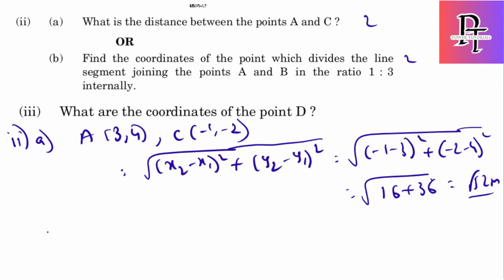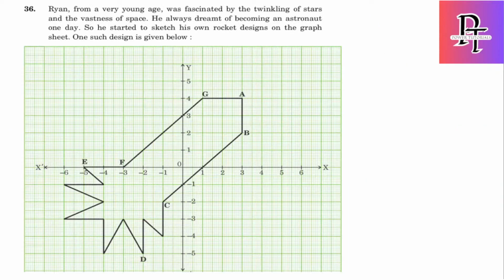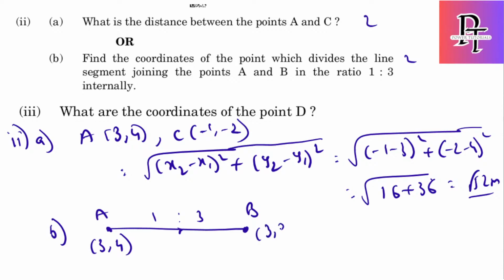Okay, let's find the B part. Find the coordinates of the point which divides the line joining the segment A and B in the ratio 1:2 internally. Okay, so we have one point like this. This is A and this is B. They're saying the ratio is 1:2. They already mentioned it. The point we need to find. A point we already know, it is 3, 4. B point, let's check from the graph. B is here, X is 3, Y is 2. B is 3, 2. We need to find the X, Y. So let's solve using the formula here.